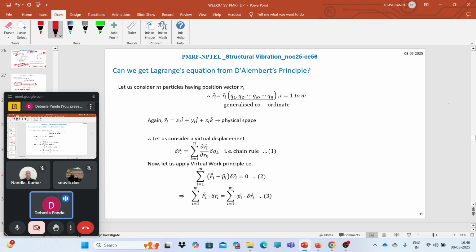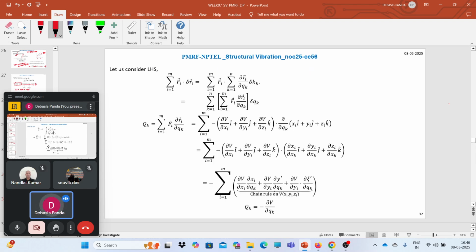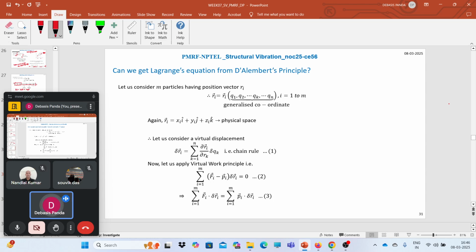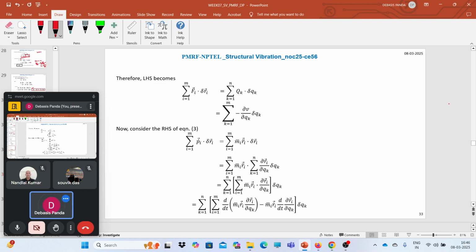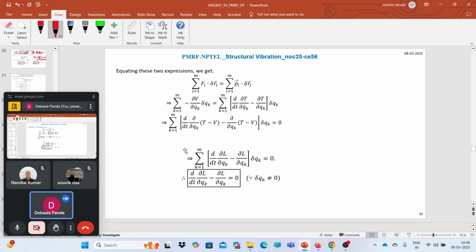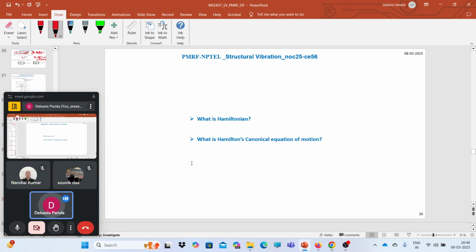We have another part: can we get the Lagrangian equation from the D'Alembert principle? Yes, we can. We have just derived the Lagrangian equation from the Hamiltonian principle, and similarly we can derive it from the D'Alembert principle. Today we will not go into the entire derivation, but I have added it. We need to start with the physical space and the virtual work done, then solve using the chain rule, and finally we will get the Lagrangian equation from the D'Alembert principle. We also have two more things: the Hamiltonian and the Hamiltonian canonical equations. Similarly, we need to formulate the Hamiltonian first and calculate the rest of the quantities accordingly.